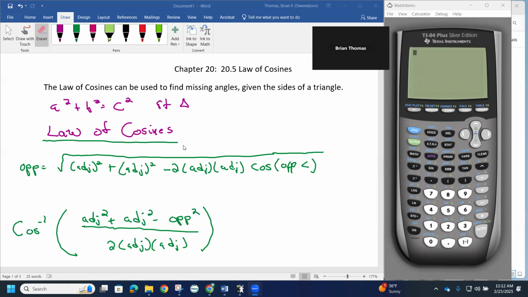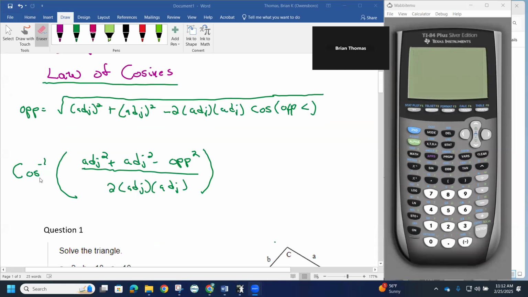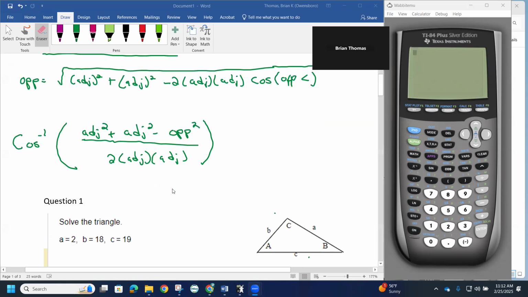So there's two formulas for the law of cosines, to find the opposite side and then to find the missing angle. So this inverse cosine is going to help us find the missing angle. So the inverse cosine, and then we're going to take the inverse cosine of the adjacent squared plus the adjacent squared minus the opposite squared, divided by 2 times the adjacent times the adjacent. So let's see how we can apply this formula.